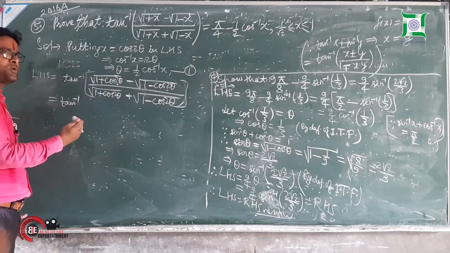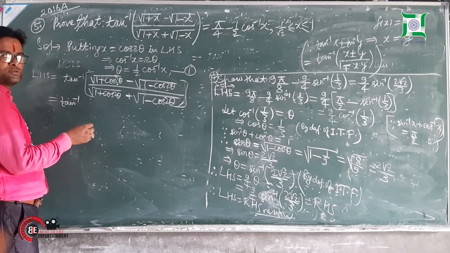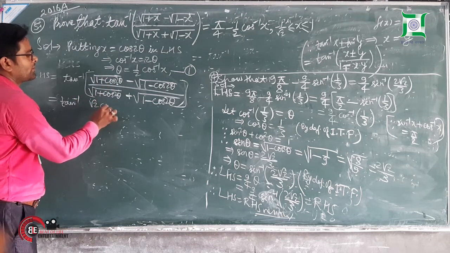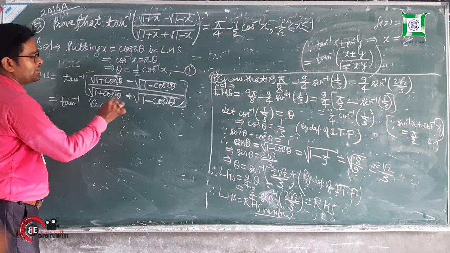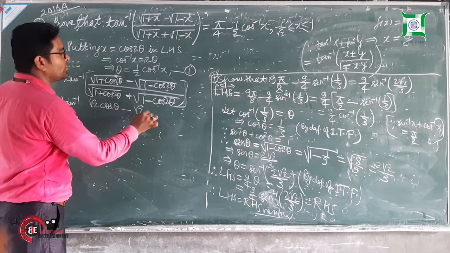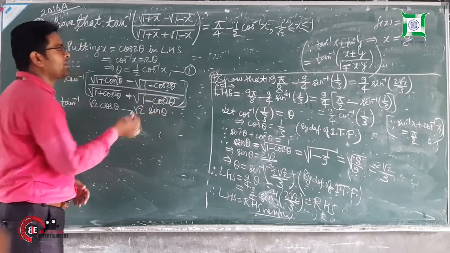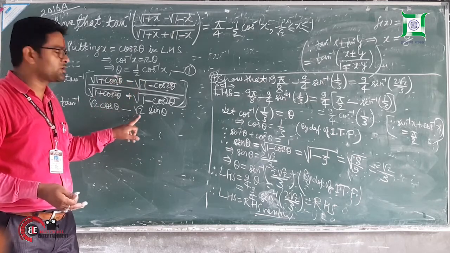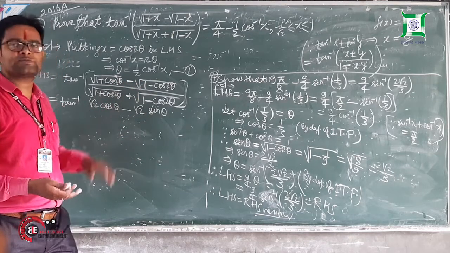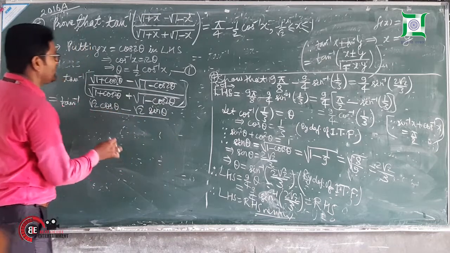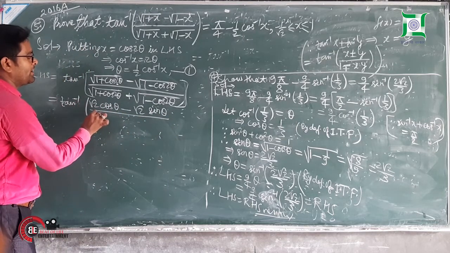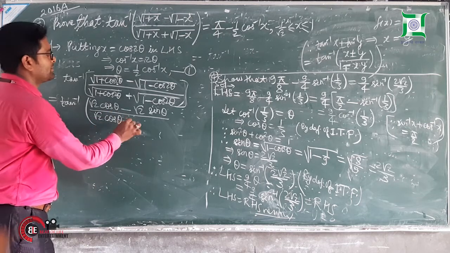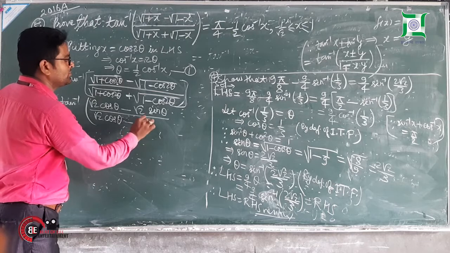So from the square root, cos theta we can take out. So we can write it as root 2 cos theta, and it is root 2 sin theta. You ask how? 1 minus cos 2 theta is 2 sin square theta. So 2 under root is root 2, and sin square theta becomes sin theta. Here also it is root 2 cos theta, and here it is root 2 sin theta.